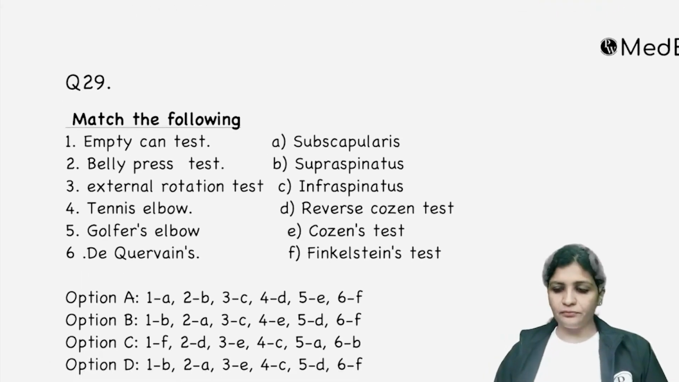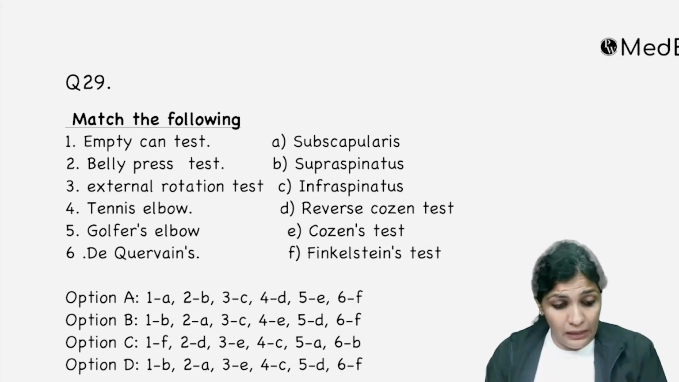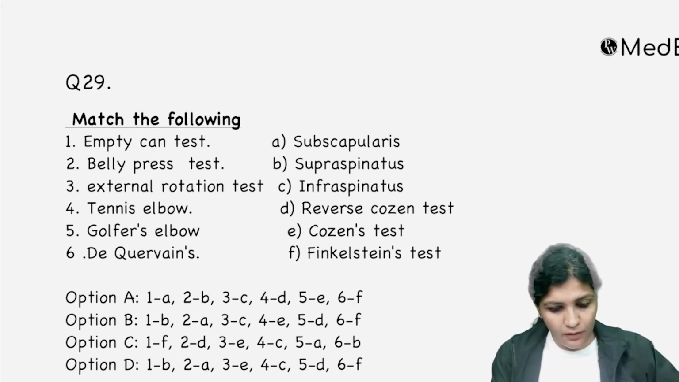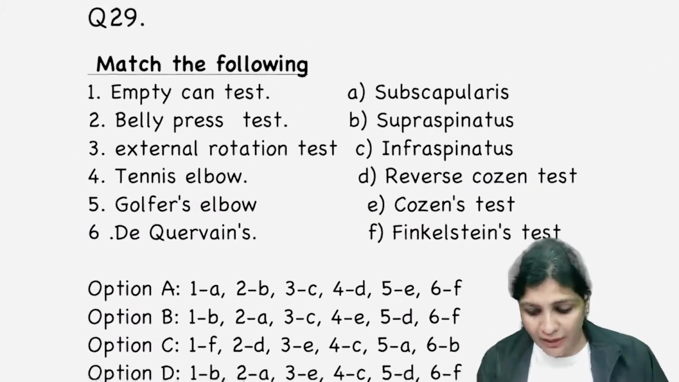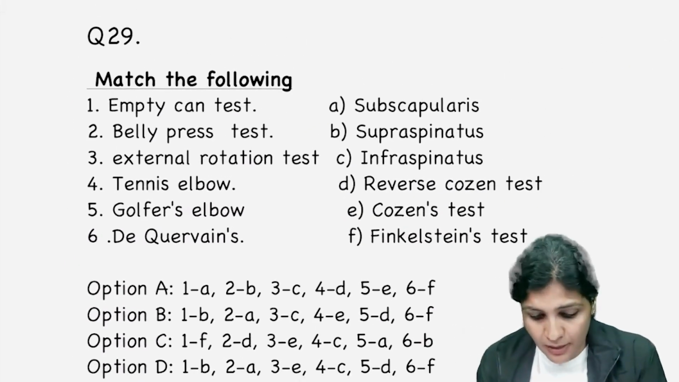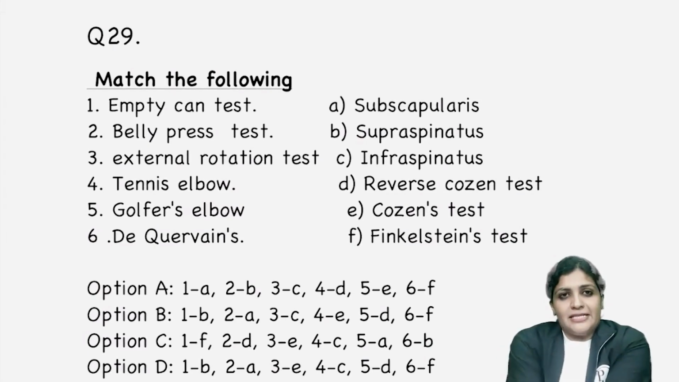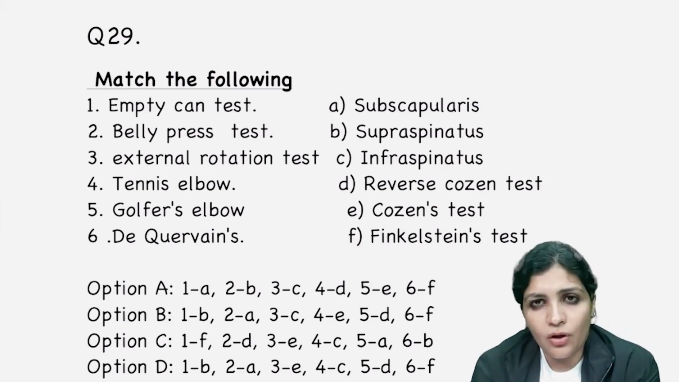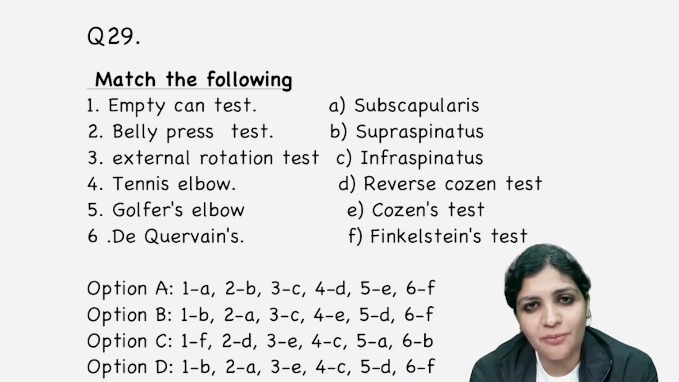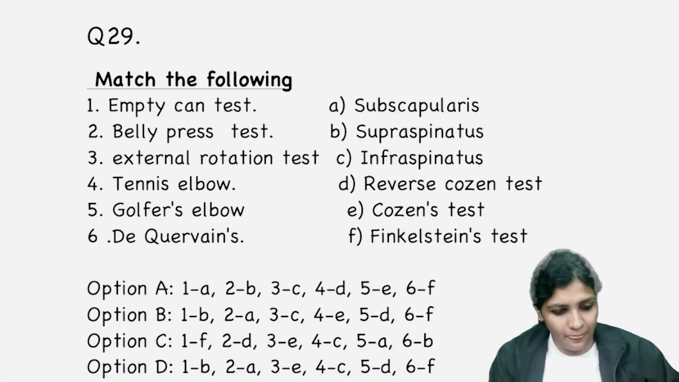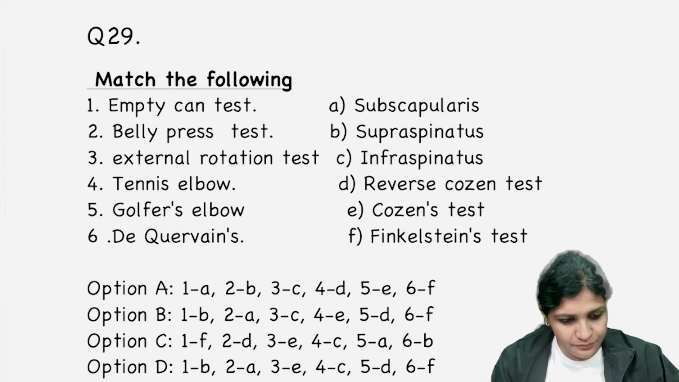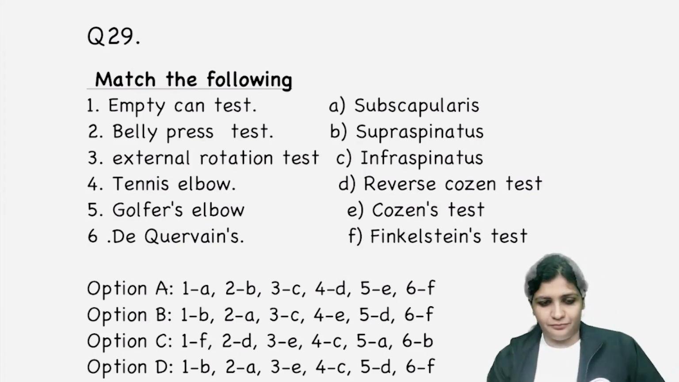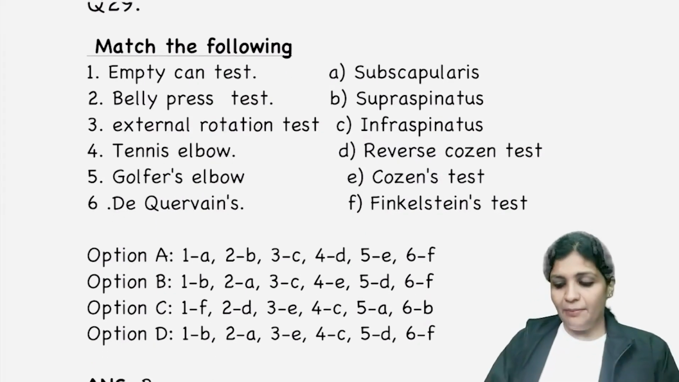Okay, two more questions and we'll end. So that is about non-union and malunion. And now try to match all these questions. Very, very important. Your test: the empty can test, the belly press test, the external rotation test, the tennis elbow. Okay, half and half. So here again the test, golfer's elbow and the Cozen's. So this is about the shoulder.